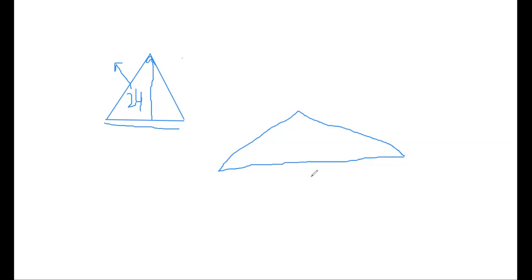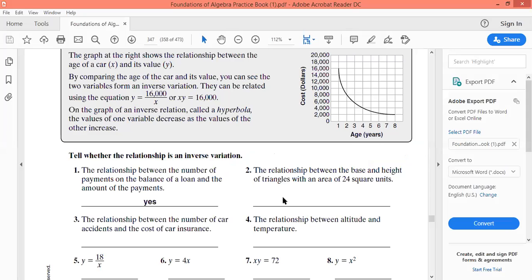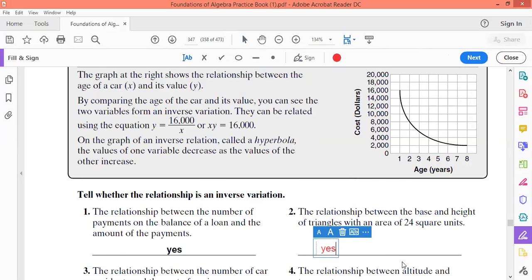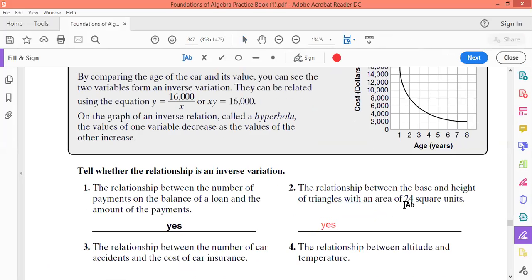Because when one thing increases, the other thing decreases in inverse variation. So both of them are inverse variation. You will write there, yes. Right here. Are they inverse variation? Yes. Because you want to keep 24 the same, so if you increase its base, you must decrease its height.